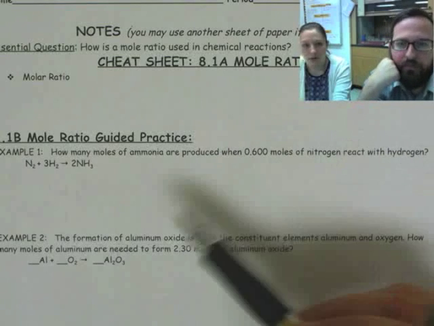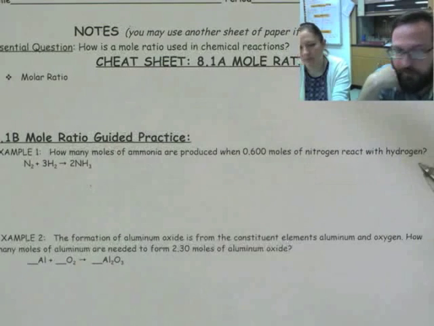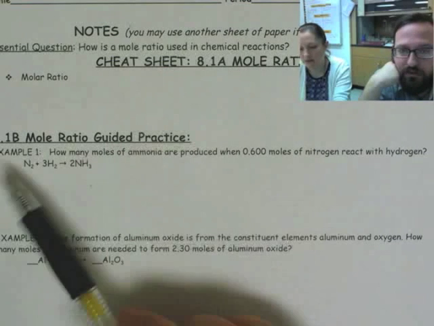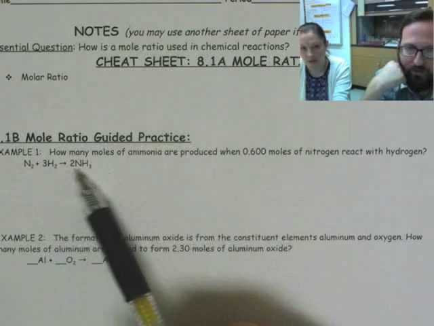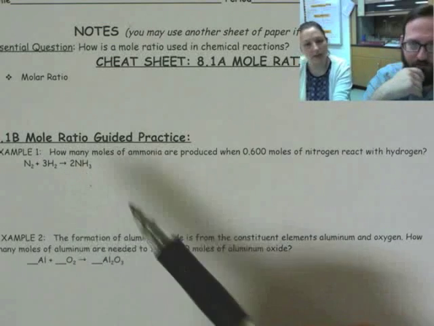Okay. I'm really glad I see an equation already written for me down here. Right, and this one, is it already balanced? Let's see. 2 N's on the left, 2 N's on the right. 3 times 2 is 6 H's. 2 times 3 is 6 H's. So yeah, it's balanced.